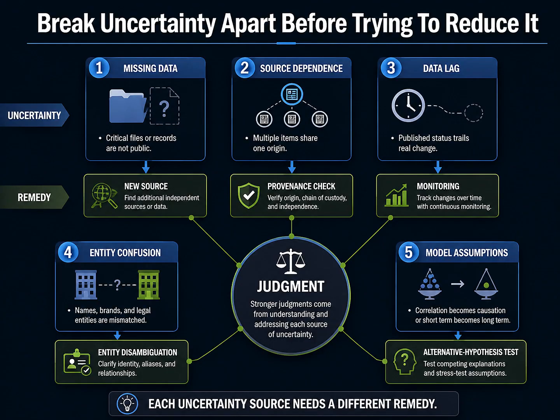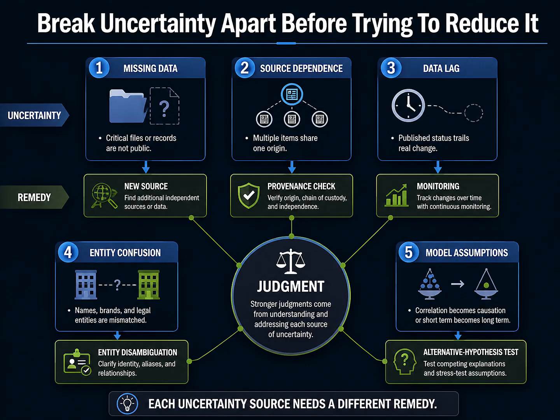"There is uncertainty" is too vague to guide action. Break it into causes. Missing data may require another source or a narrower conclusion. Source dependence requires provenance tracing. Data lag requires monitoring. Entity confusion requires identifiers and relationship checks. Model assumptions require alternative hypothesis testing, especially when correlation is being treated as causation.